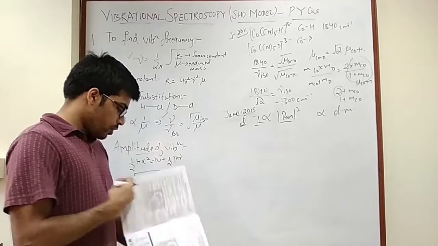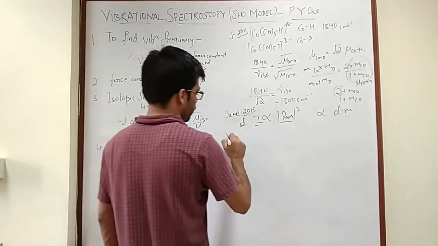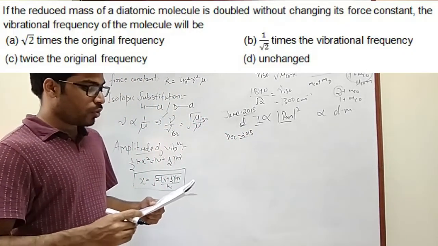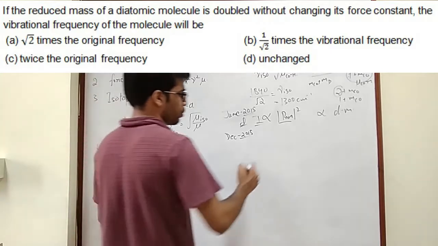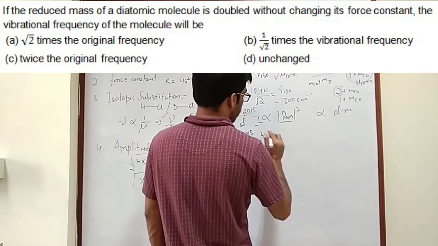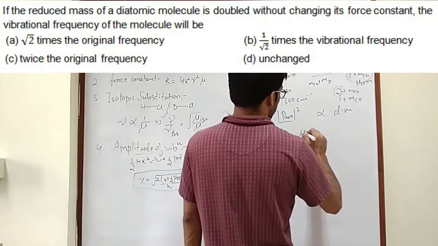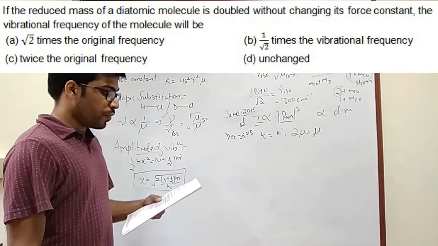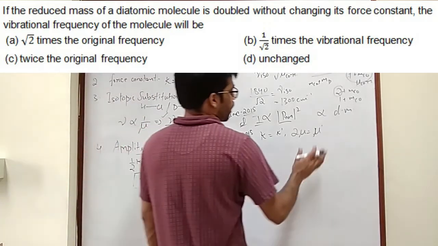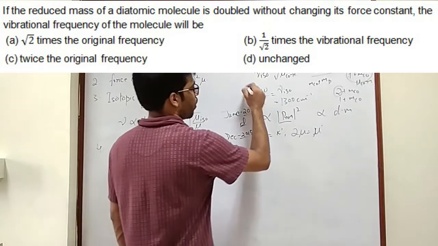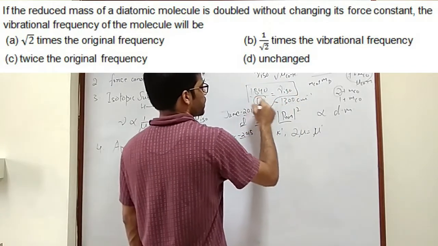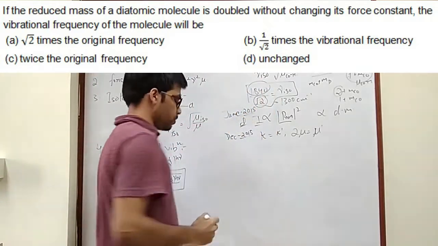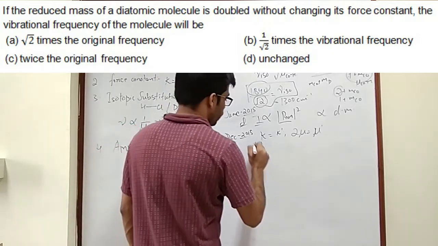Okay. So the next question we have is from December 2015. If the reduced mass of a diatomic molecule is doubled without changing its force constant, so k is equal to k dashed and 2 mu is equal to mu dashed, the vibrational frequency of the molecule will be, now it's just the same case like this. It becomes 1 by root 2 times of what was initially present. So that will be option number B.